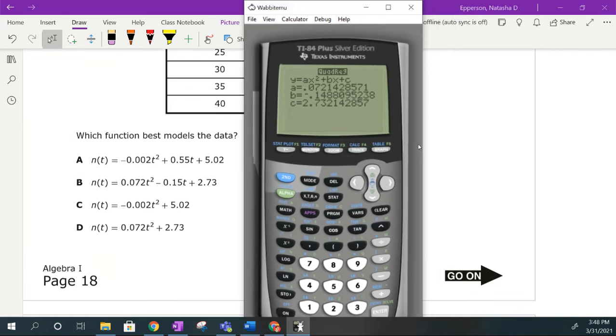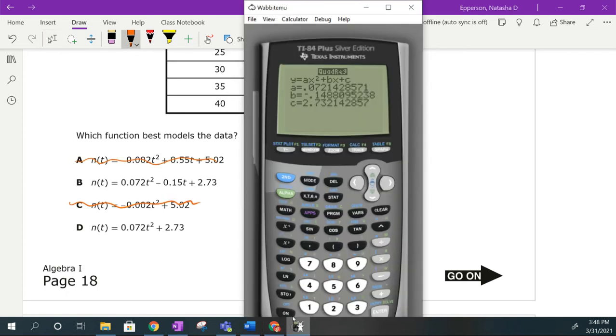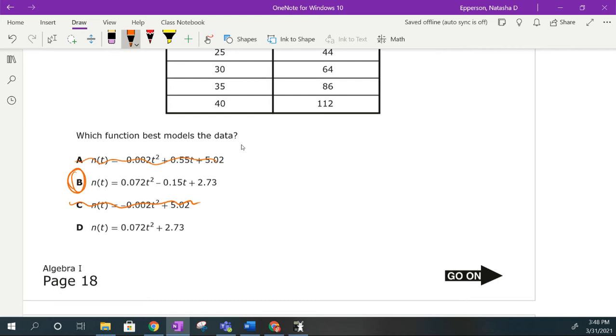I'm going to match the A value with the A value on my answer key. So if I look at this on my answer key, A is out, C is out, okay? B and D both have the right A value. So now I want to look at the B value. My calculator worked out that's going to be negative 0.14, so that rounds up to 1.15. Then the C value matches 2.3 or 2.73. This matches 2.73, so that works out.